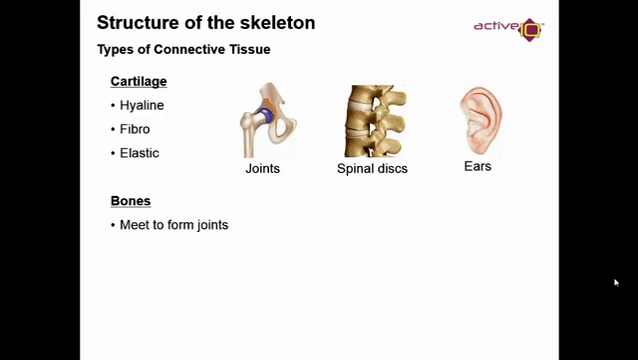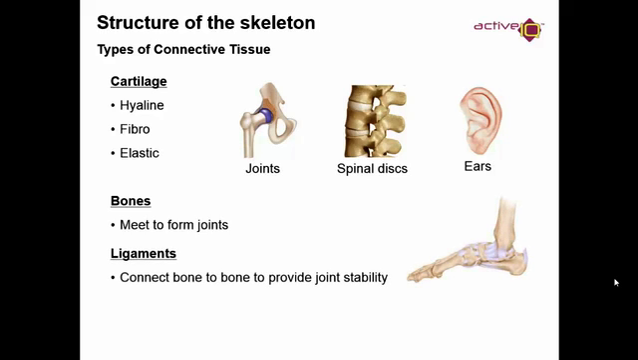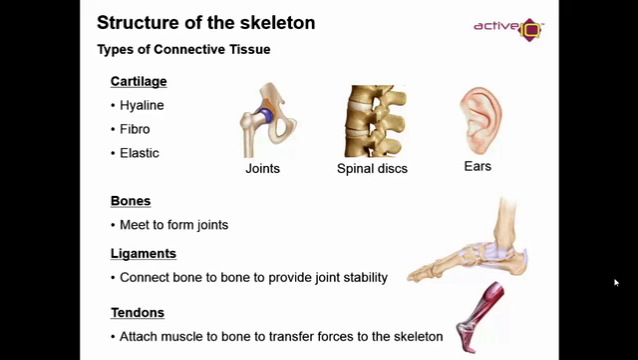We have the bones, and the bones meet in the body to form joints, and we'll look a little bit more in depth at the bones a little bit later on. We also have ligaments and tendons, and what's important is not to get the ligaments and tendons confused with each other.